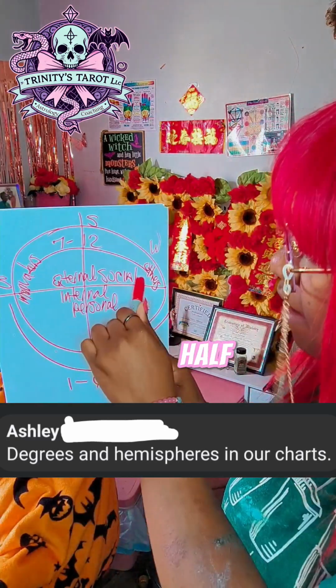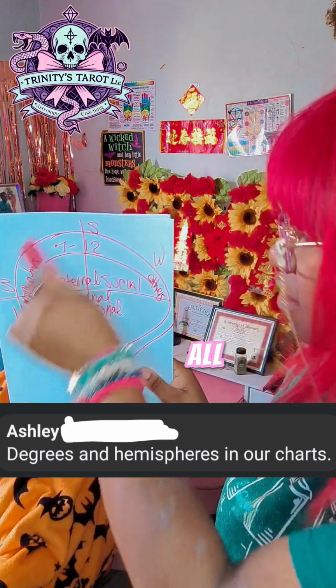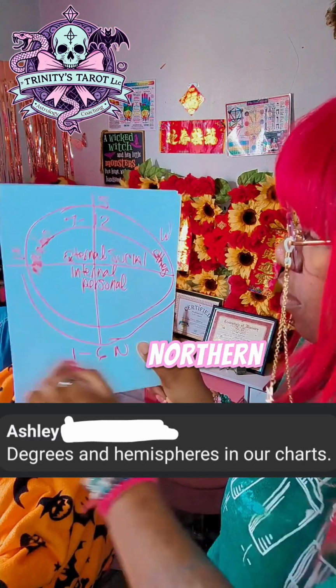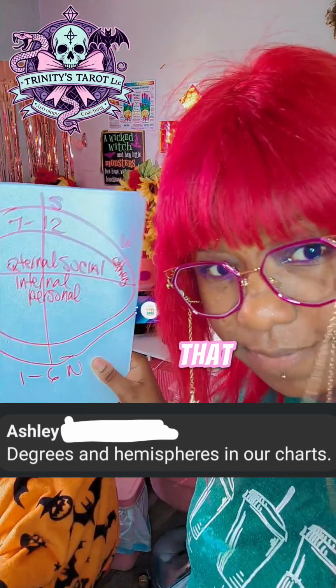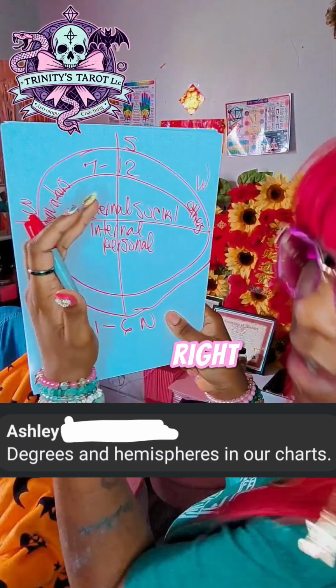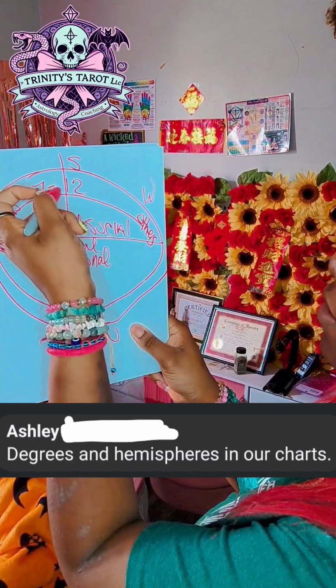The top half represents external social influences. This is all your outside stuff. And your 1 through 6 northern hemisphere represents your internal personal development and such like that. You sticking with me? So now we have the left and right sides of the chart. So we have the east and the west.